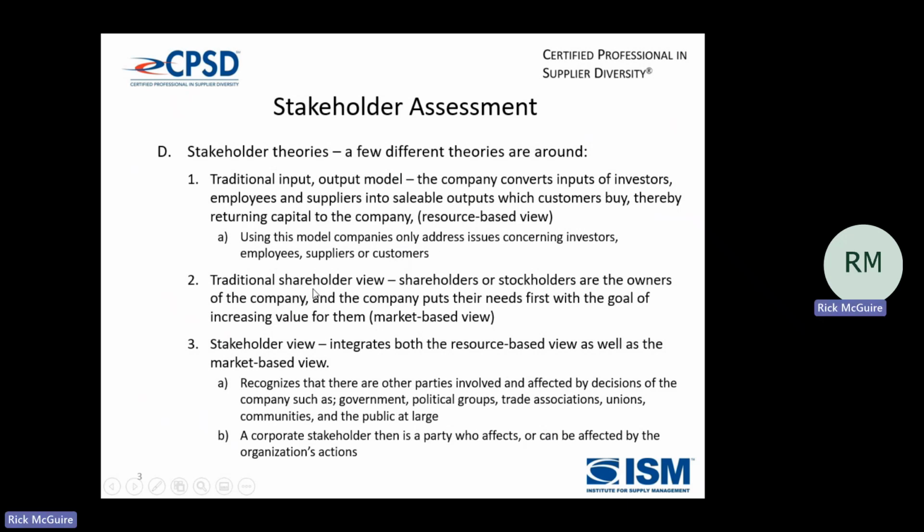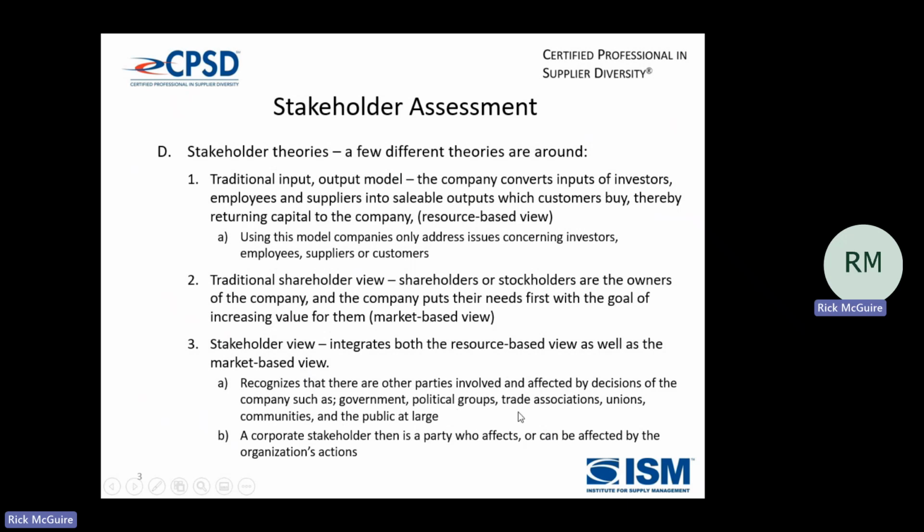Traditional shareholder view. Shareholders or stockholders are the owners of the company, and the company puts their needs first with the goal of increasing value for them. This is the market-based view, also very common. And then the stakeholder view integrates both the resource-based view as well as the market-based view.